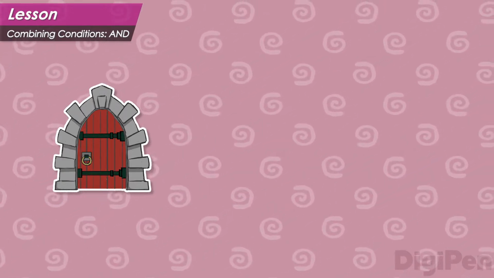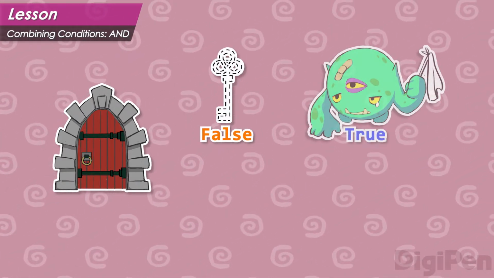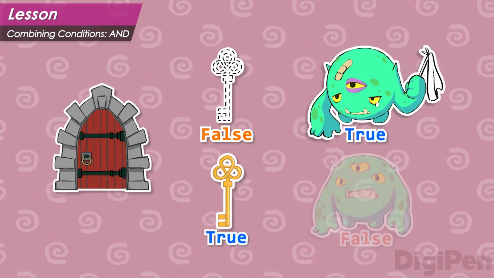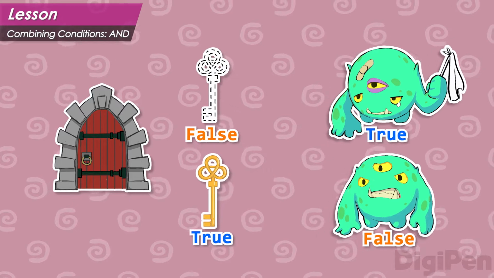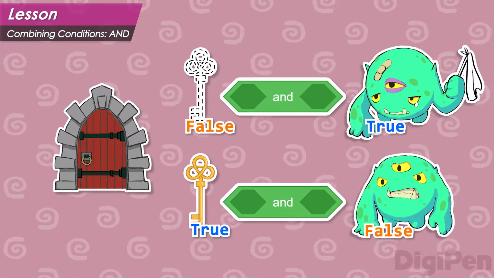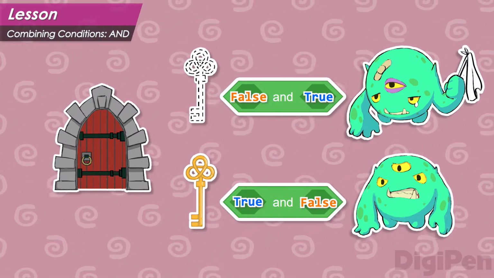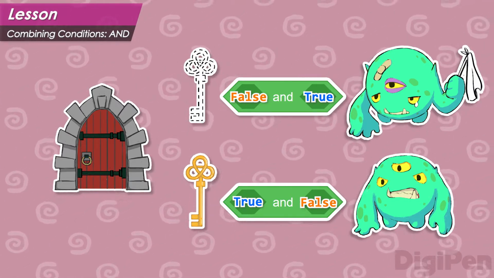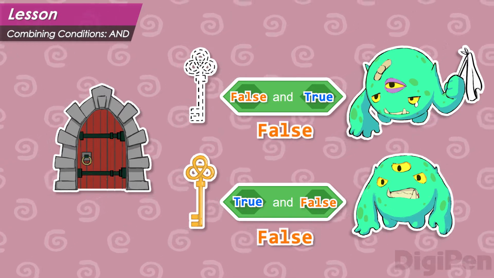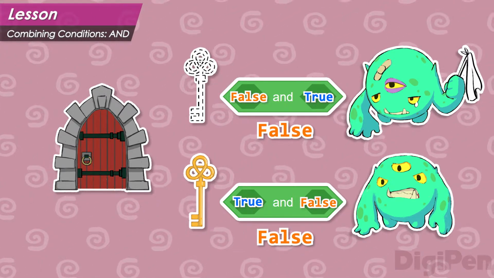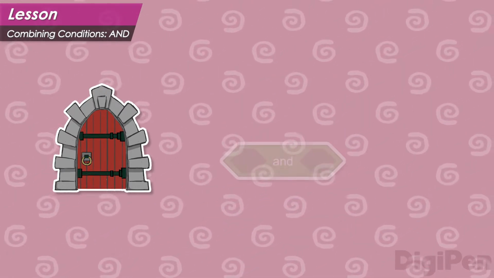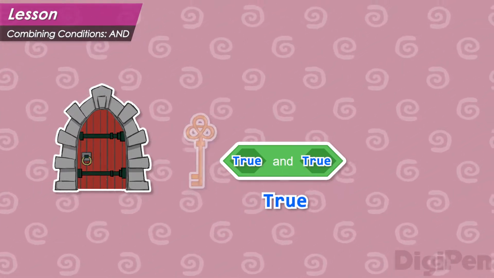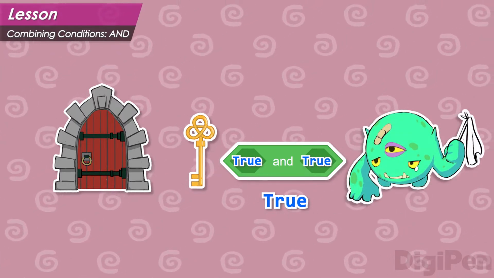What if the player didn't find the key, but they did defeat the boss? Or what if they did find the key, but didn't beat the boss? In both of these cases, the AND block looks at its slots, and it sees that one of them is false. It doesn't matter if the other slot is true. The AND block is now false, and the door doesn't open. The door will only open if both slots are true, so the player has to find the key and defeat the boss.